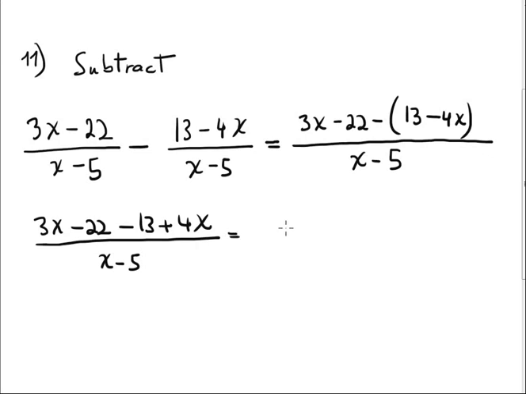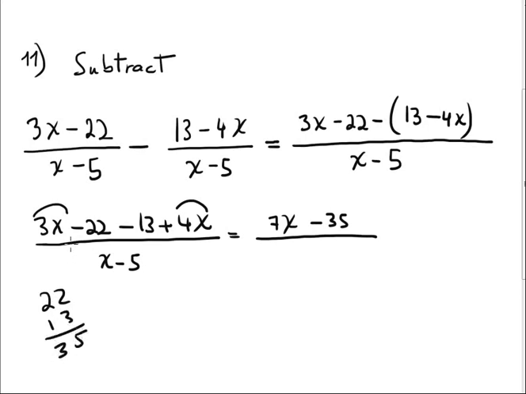Okay, ready to combine like terms. Like terms: 3x and 4x is 7x. And negative 22 and negative 13 is negative 35. Okay, 22 and 13 is 35, yes. And both negative, so you put negative. Over x minus 5.